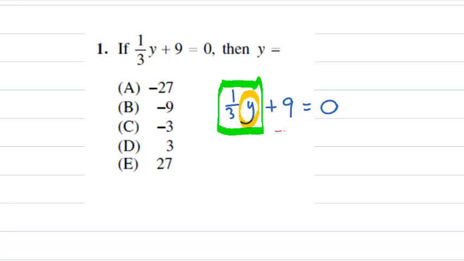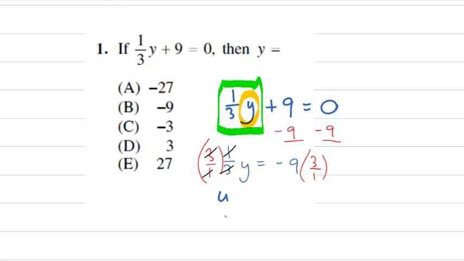So first we'll take away 9 from both sides. 1/3 y equals negative 9. Now the opposite of multiplying by 1/3 is multiplying by 3 over 1. Whatever you do to one side, you have to do to the other. 1 and 1 cancel with each other. 3 and 3 cancel with each other. Y equals negative 27. So our answer here would be A.